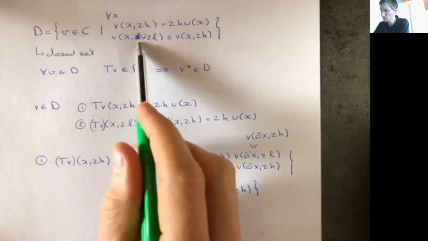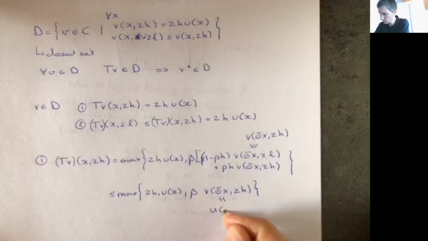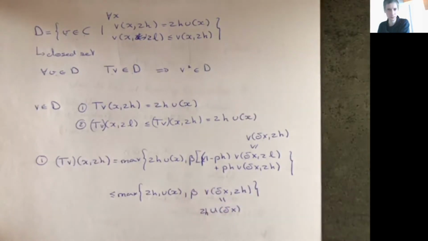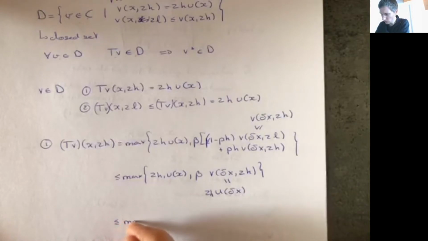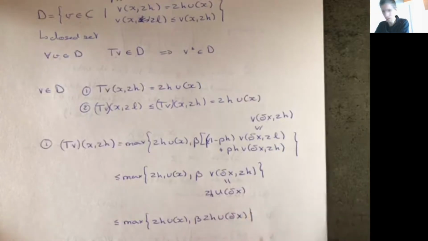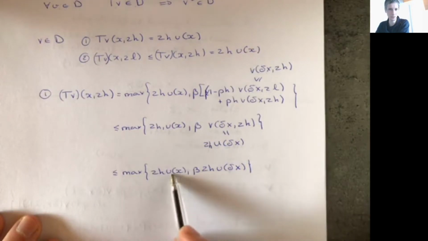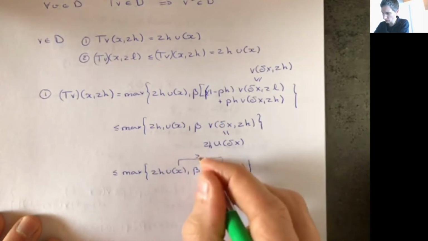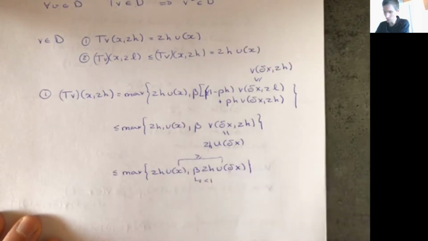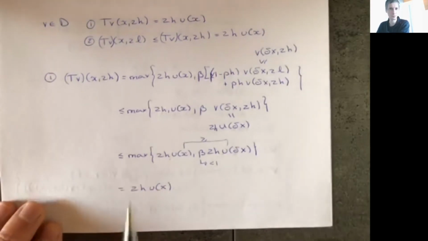And now we're going to use this condition here, but for x equal to delta x, right? So we know that this is equal to u delta x zh. So this is less or equal to the maximum of zh u of x, and then beta zh u delta x. Delta is smaller than 1 and u is increasing in x, right? So I have that this is bigger than this one, and the beta is smaller than 1. So I know that the maximum of these two will be equal to zh u of x. Okay.